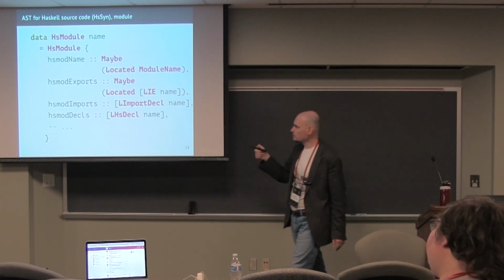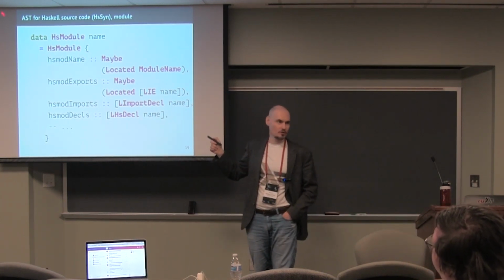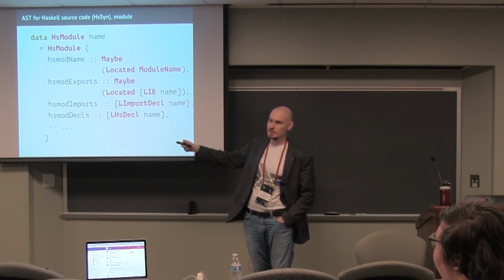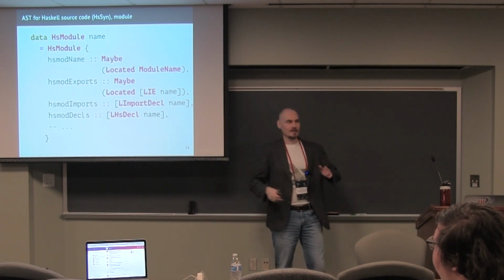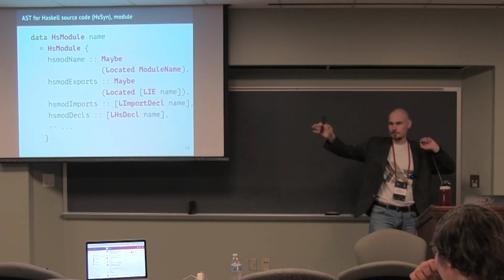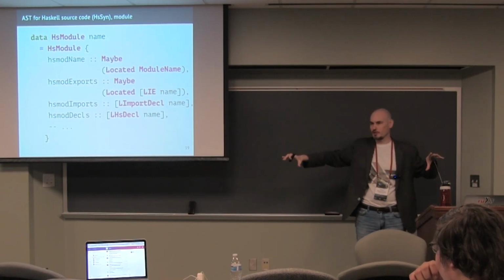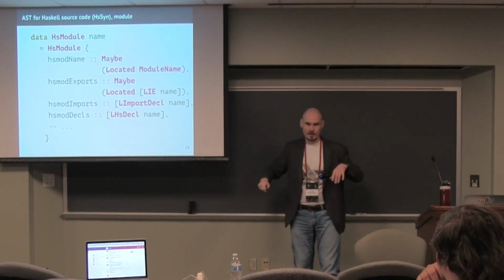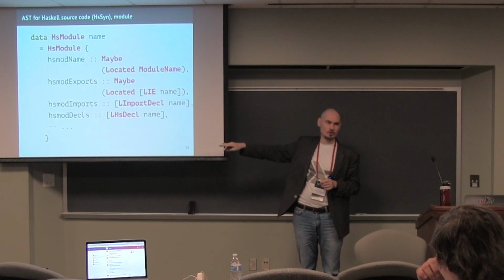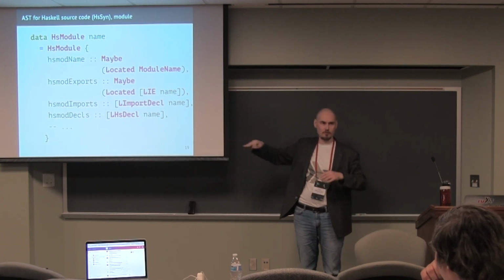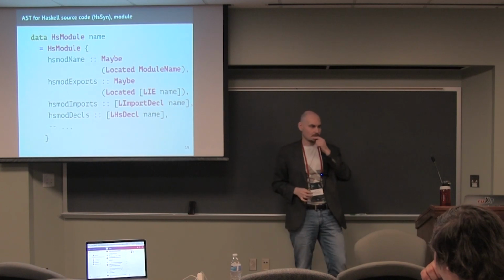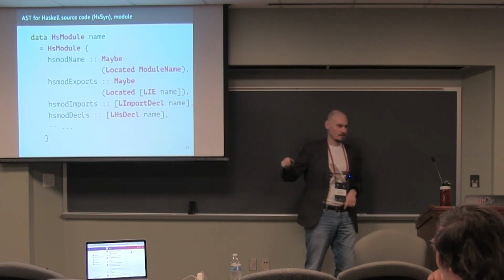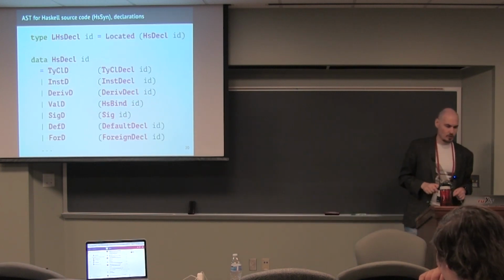Then you can see the list of exports here. Again, it's Maybe because you're not obliged to have it. The list of imports and the list of Haskell declarations. So basically every module is something like that: you have a name, an export list, an import list, and then a list of declarations. And these declarations include everything that can be right there. There are some other things. I'm not going to talk about them. If you look at the source code, you will see the full definition of this type. There is information about some comments, compiler pragmas, something like that, even there. But we'll try to look at what is inside.